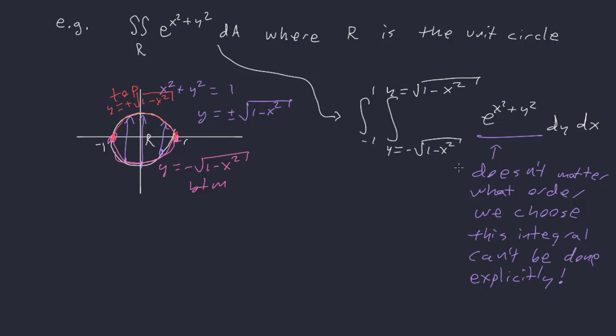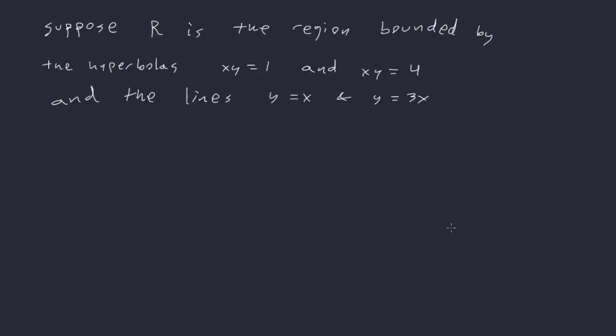Or, like I said, it could be the limits of integration, or the region that we're trying to integrate over, is really disgusting. For example, suppose our region looks something like this. Suppose R is the region bounded by the hyperbolas xy equals 1 and xy equals 4, and also the lines y equals x and y equals 3x. If we solve these hyperbolas for y, we get y equals 1 over x and y equals 4 over x.